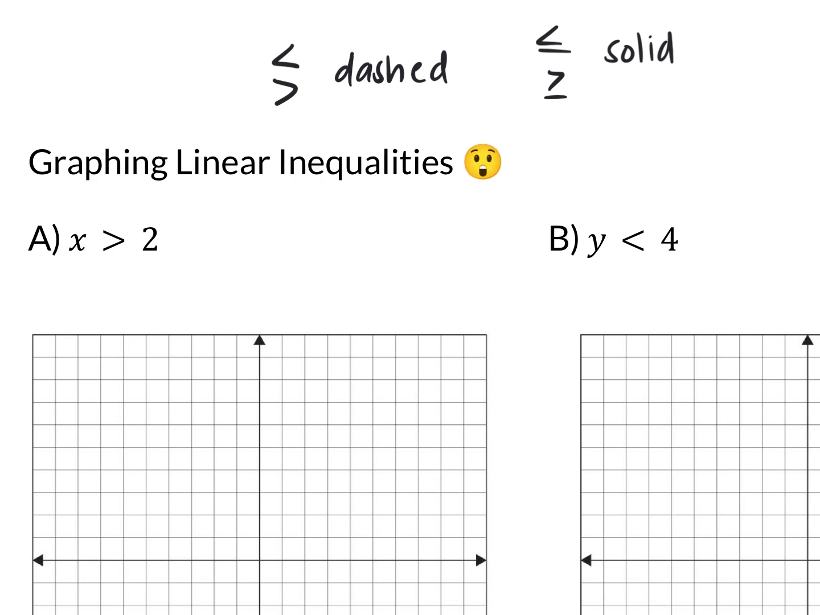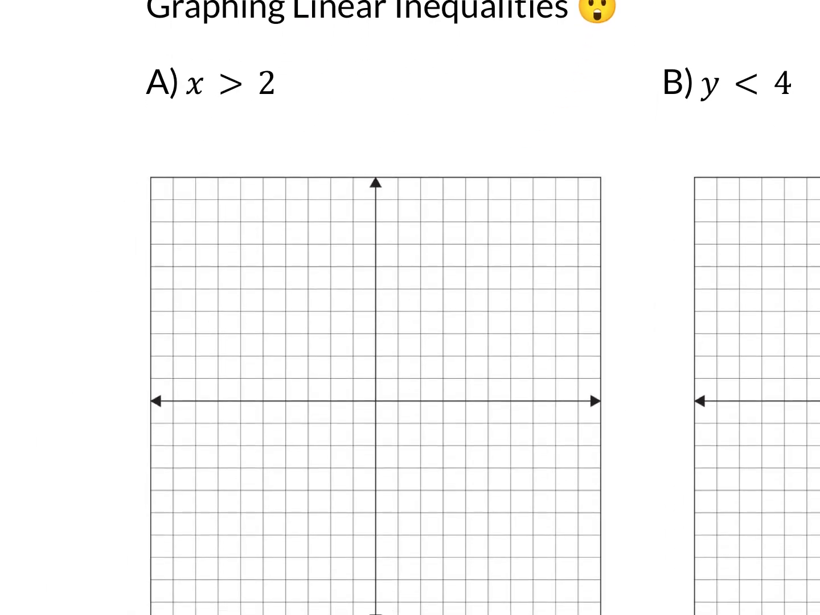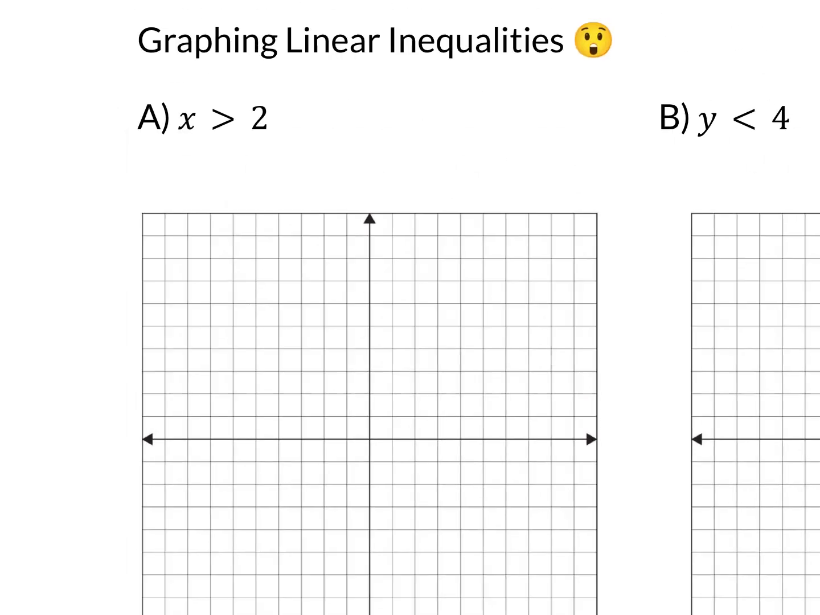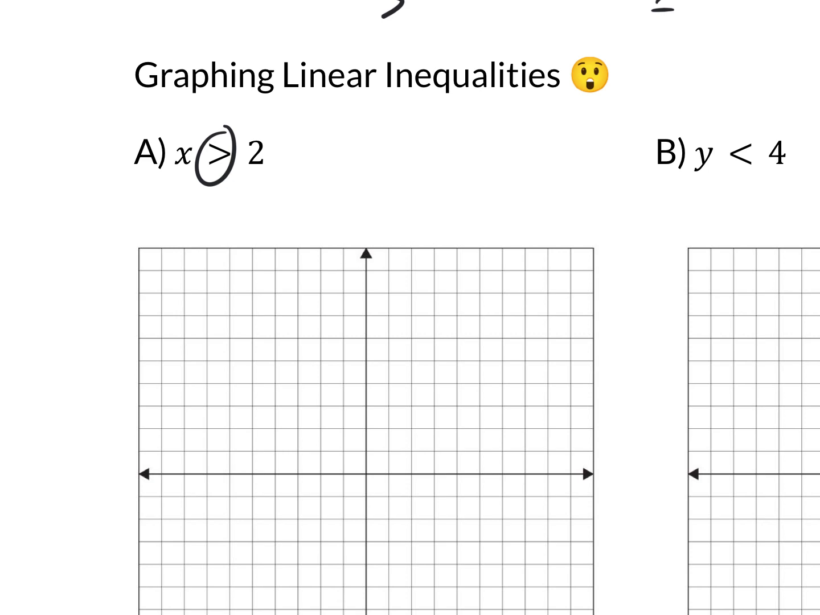So these first three are just basic inequalities. That's not a system, okay? The last two that we'll do are systems of inequalities, okay? So x is greater than 2. So think about graphing the line x equals 2. Is that going to be a vertical or a horizontal line? X equals 2. Vertical line, okay? So at 2, I'm going to have a dashed or a solid line based on this symbol. Dashed line.